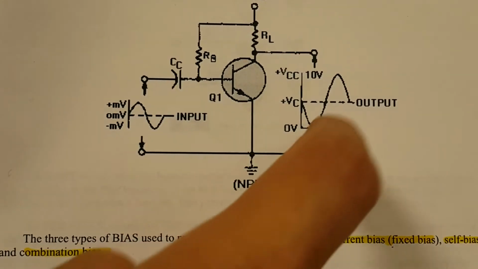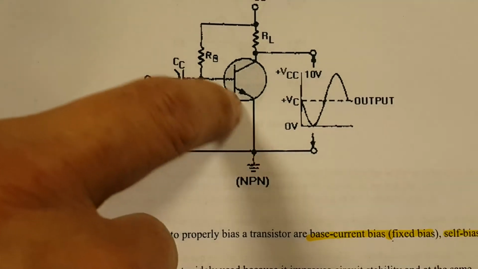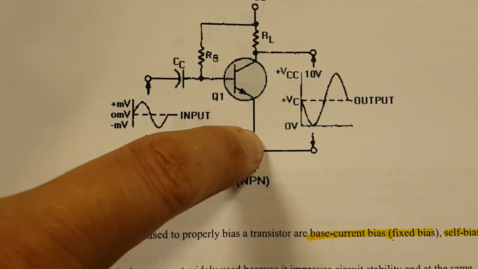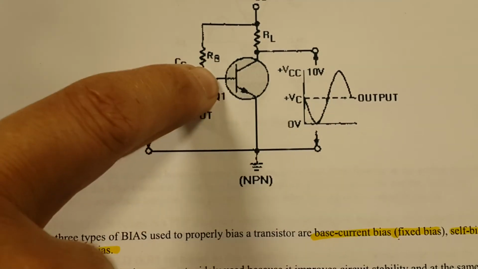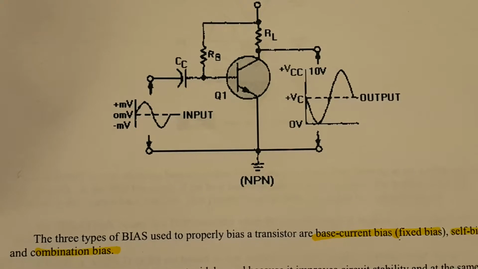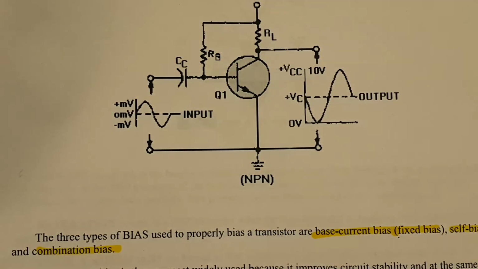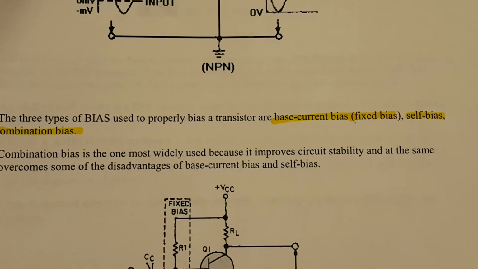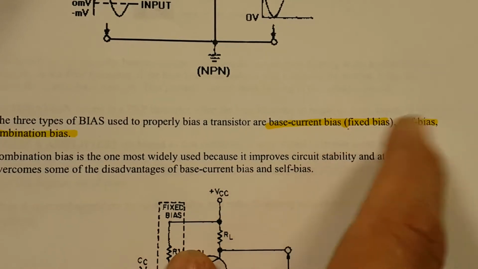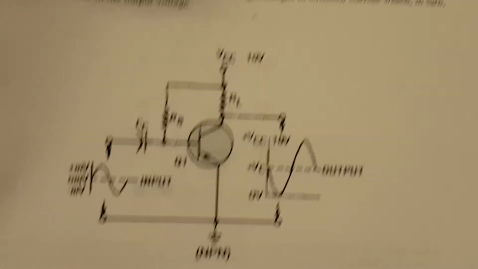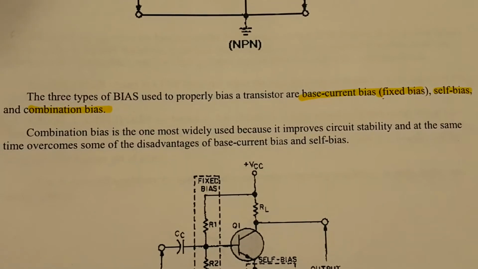It is important to have the right polarities on the transistors, and then to get the right amount of current going from the emitter to the base in this case, because this is an NPN. The current that goes from here to here is what's called the bias. There are 3 types of biases: the base current bias or fixed bias, the self bias, which is what I believe we got over here, and a combination bias.